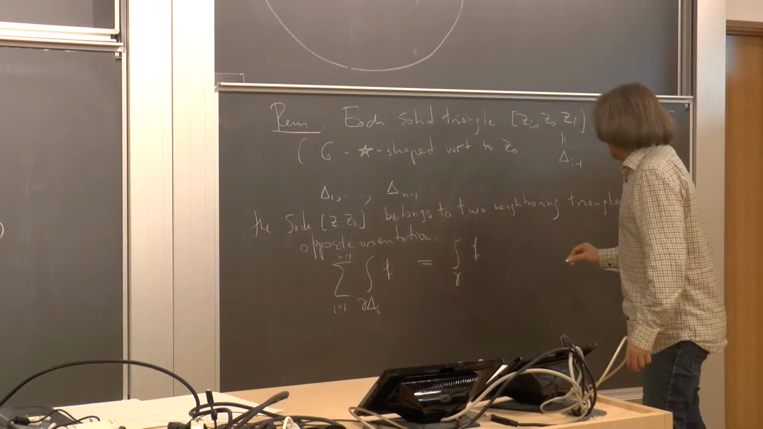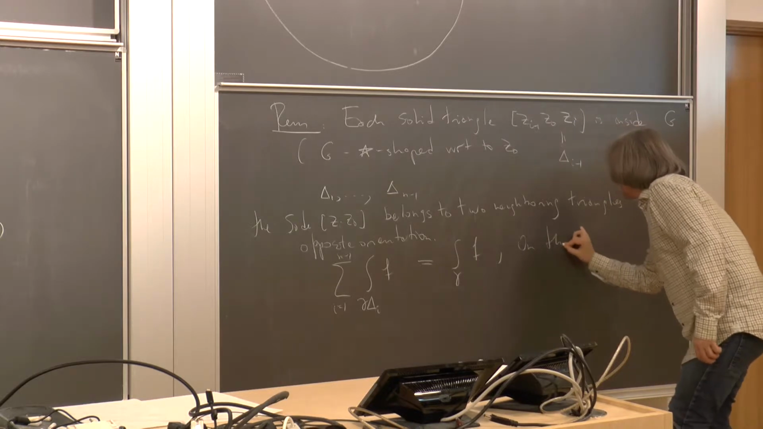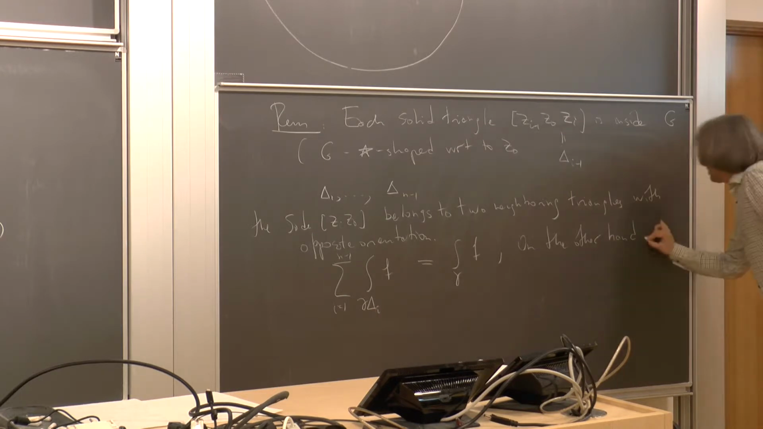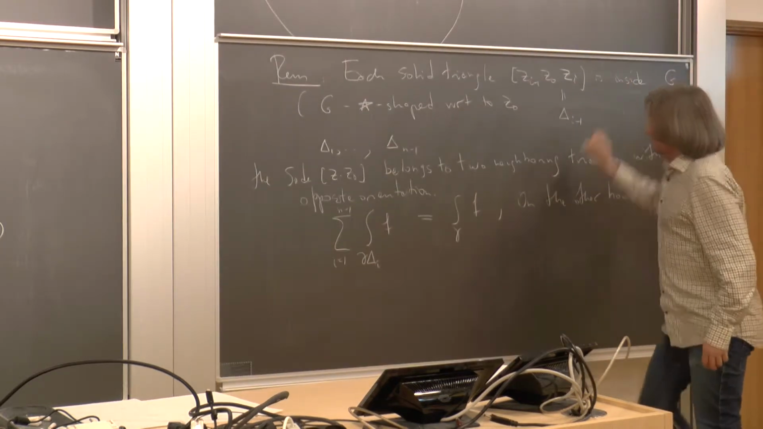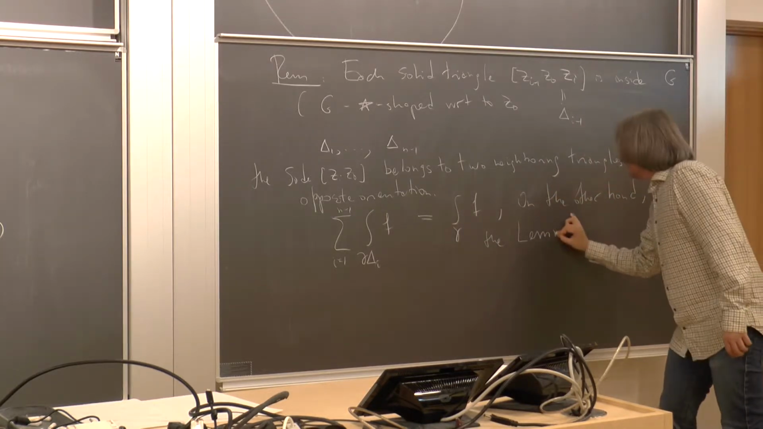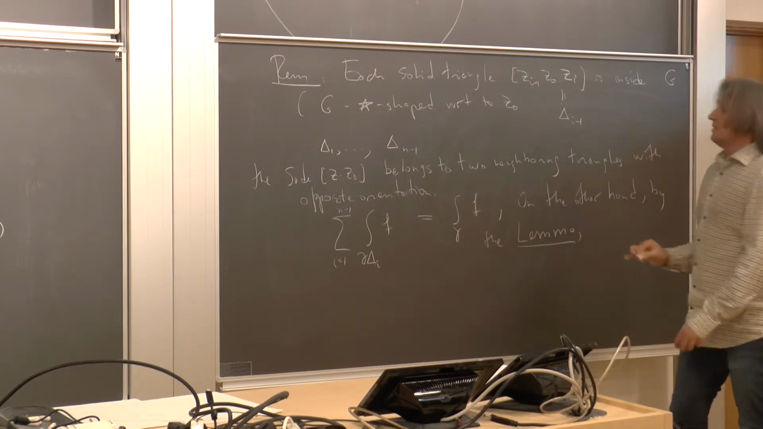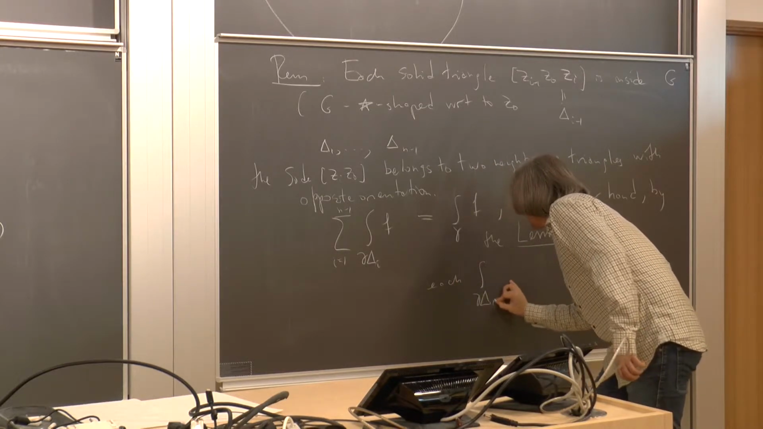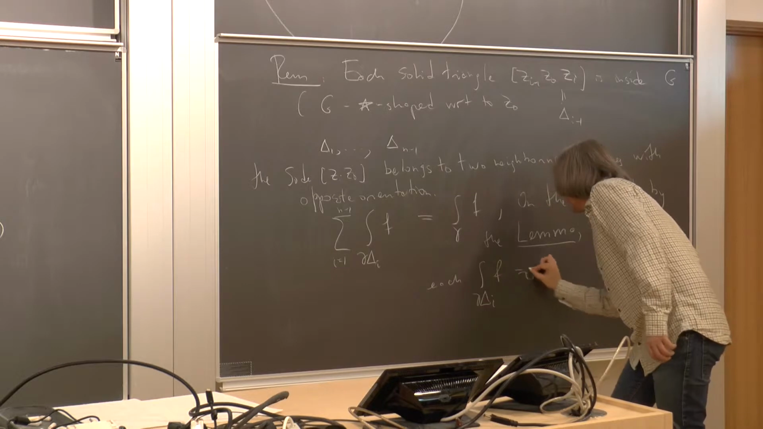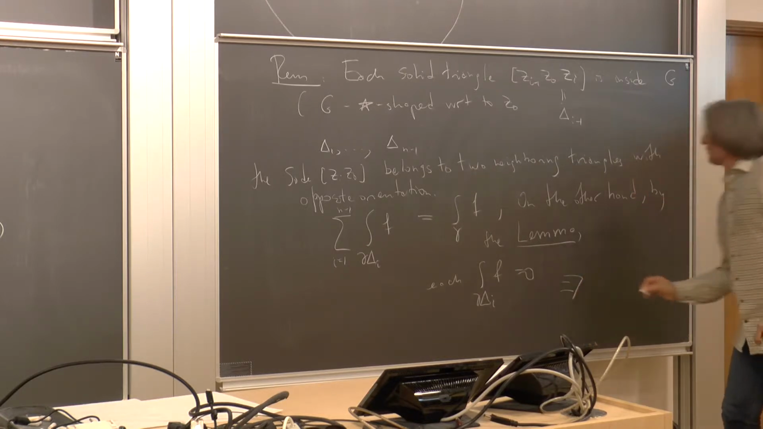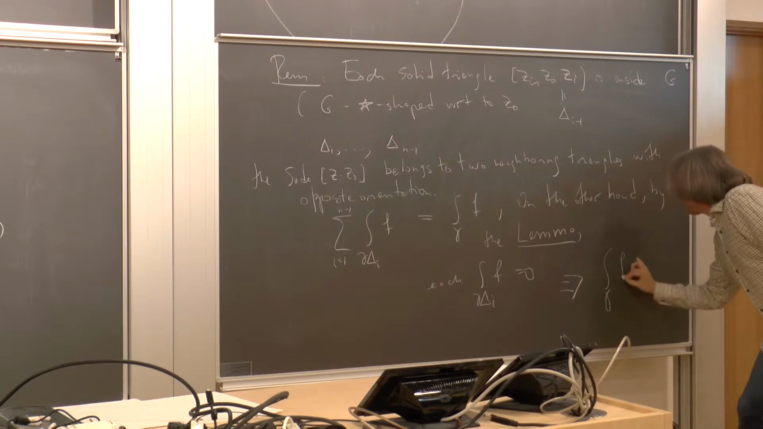On the other hand, by the main lemma, the Goursat lemma, each integral is 0, because f is holomorphic inside this area. So then we obtain that the total integral is 0.